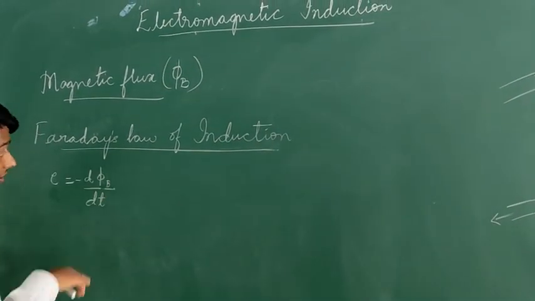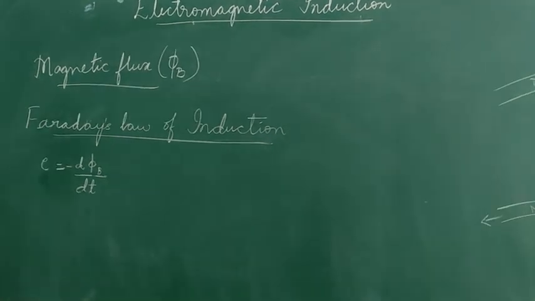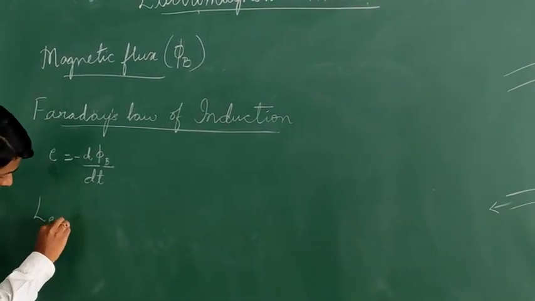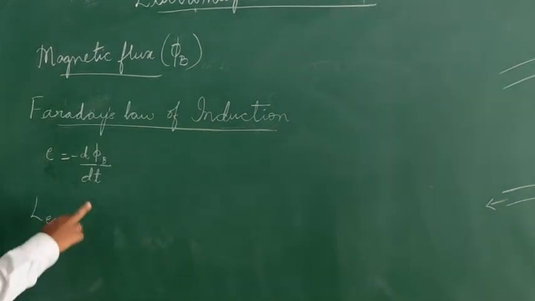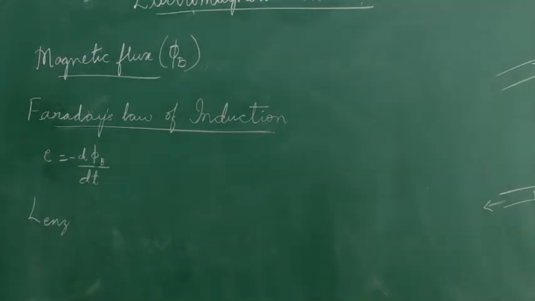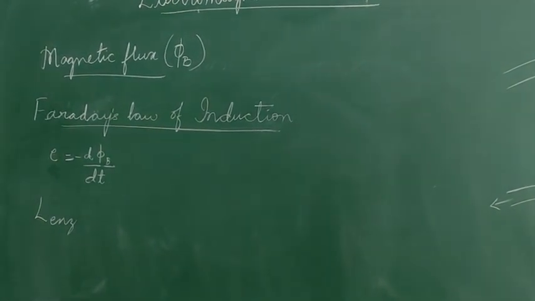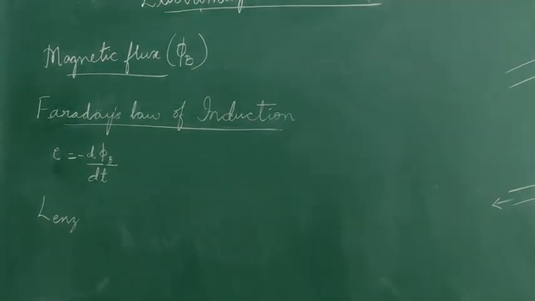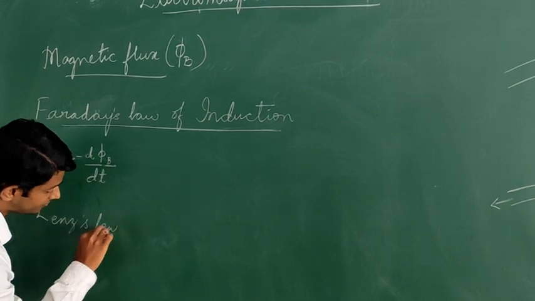For this Faraday's law, there comes one more person called Lenz. This person, Lenz, gave a correction to this Faraday's law. He gave this negative symbol to Faraday's law of induction. Lenz gave one more law in addition to this. It is called Lenz's law.